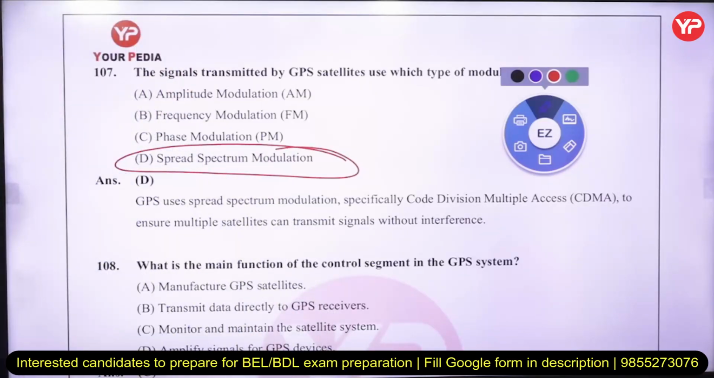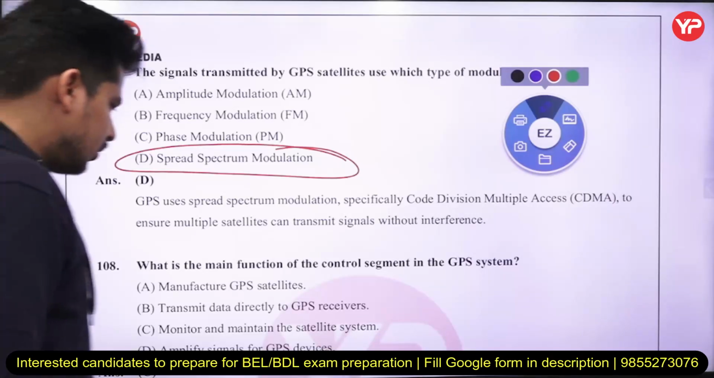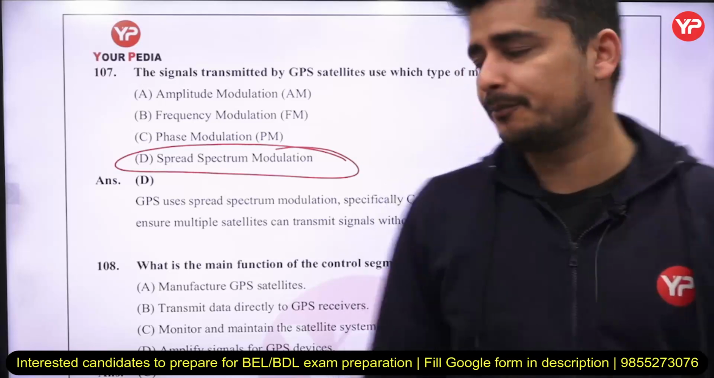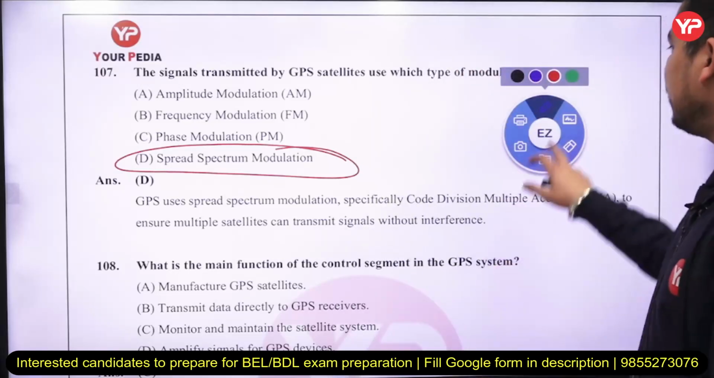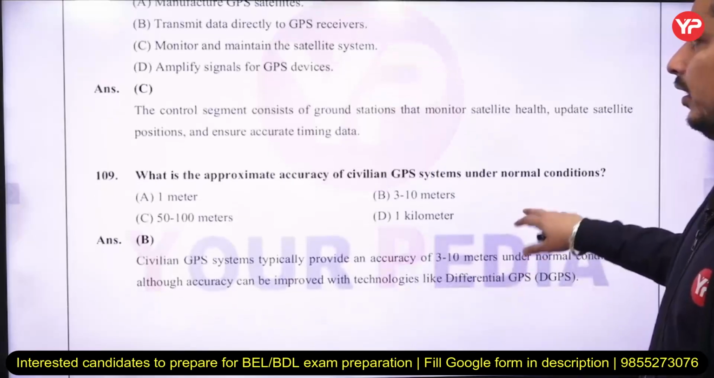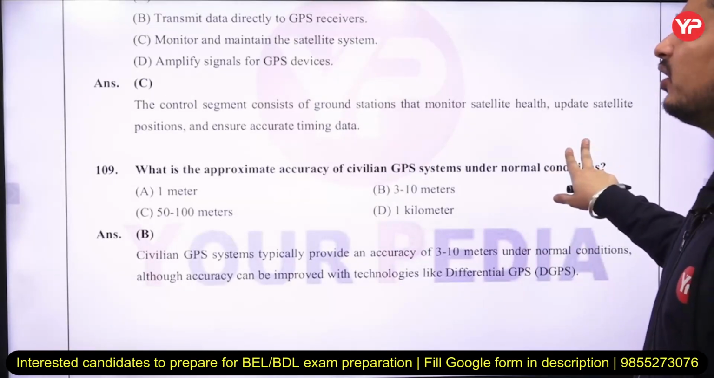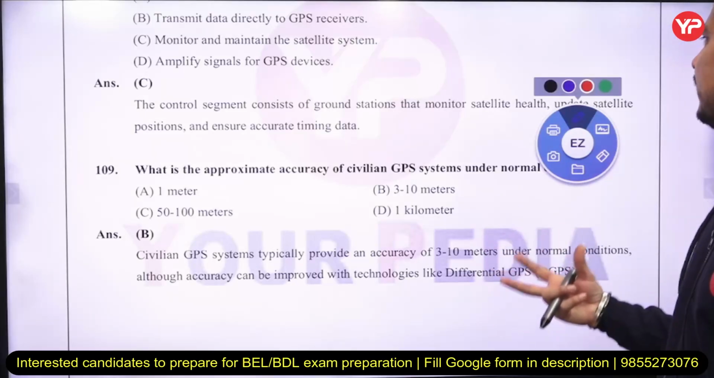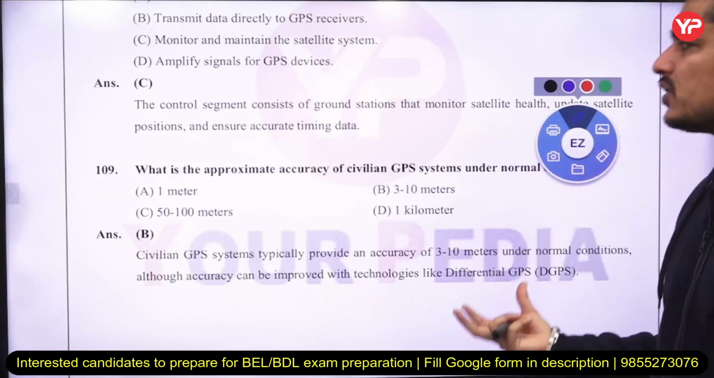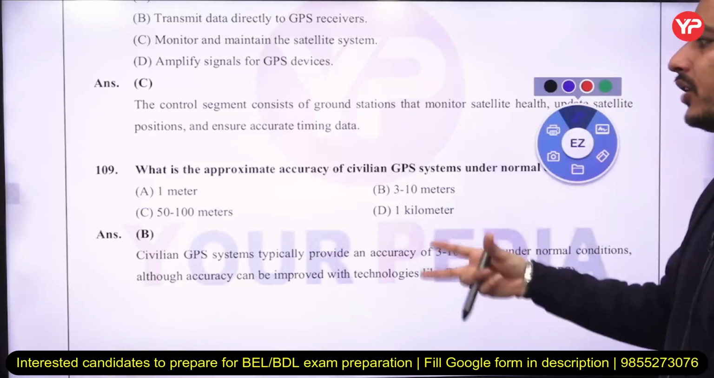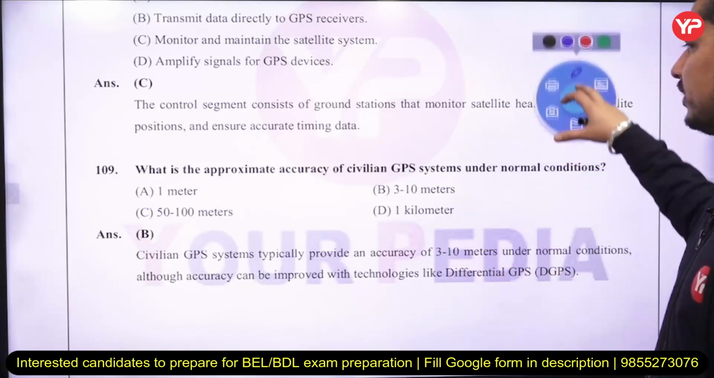What is the main function of the control segment in GPS? The main function of the control segment in GPS is to monitor and maintain the satellite system, right? The control segment mainly has ground stations which monitor the satellite health and satellite position, and ensure that the satellite will provide you timely data, right? You can say it like this.